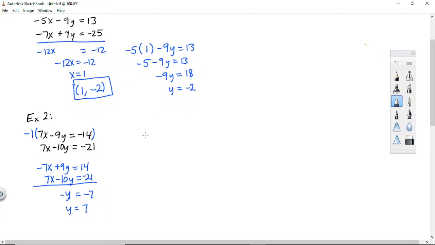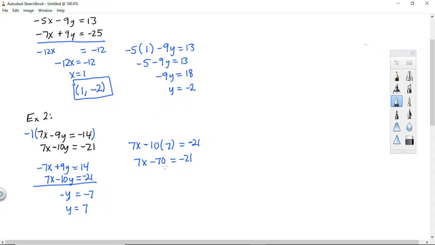7x minus 10y, but we're going to plug in for y. So I'm going to write parentheses there, equals -21. All I did was write this down with the parentheses so we can plug in for y. And we're going to put in 7. Okay, so let's see what we get. 7x minus 70 equals -21.